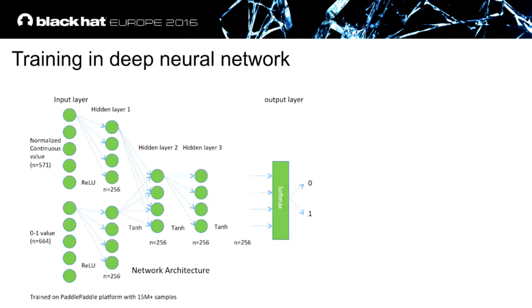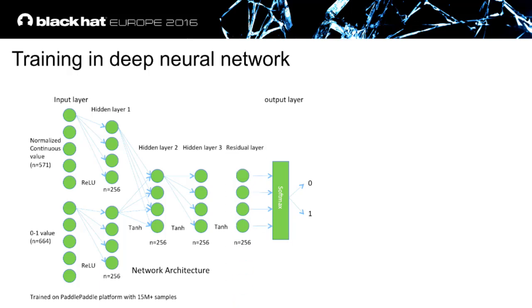Okay, after we get normalized data, we can input them into the deep neural network training. This is our network. This is a typical feed-forward artificial neural network, which has 1 input layer, 1 output layer, and 3 hidden layers. To improve the network structure, we also add a residual layer.